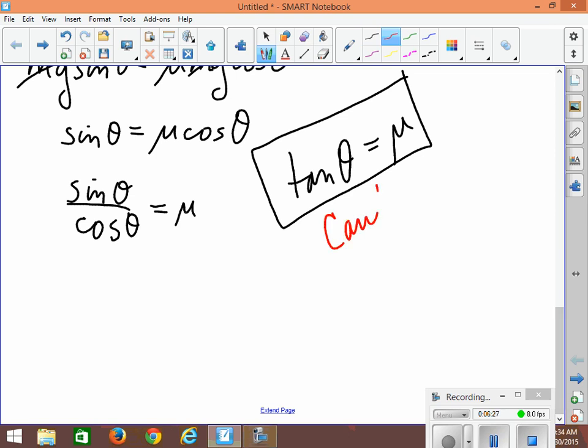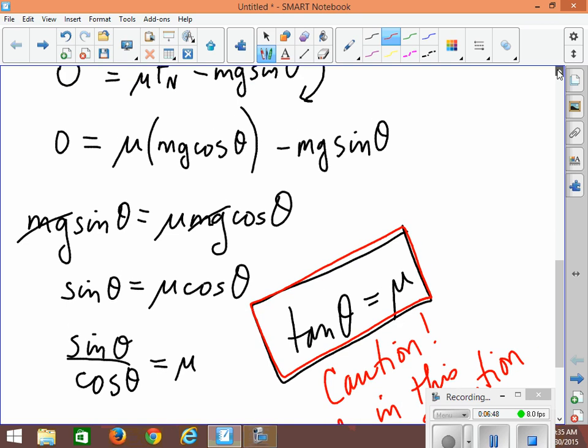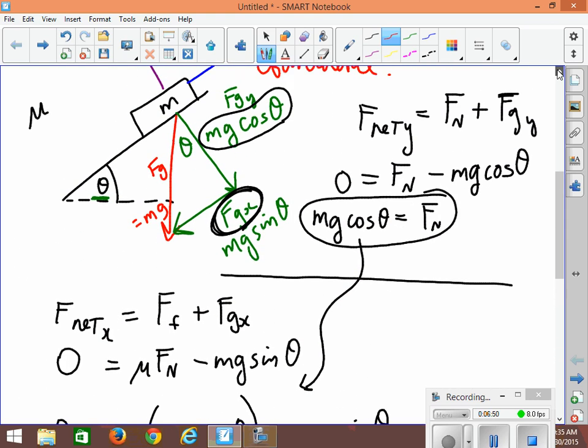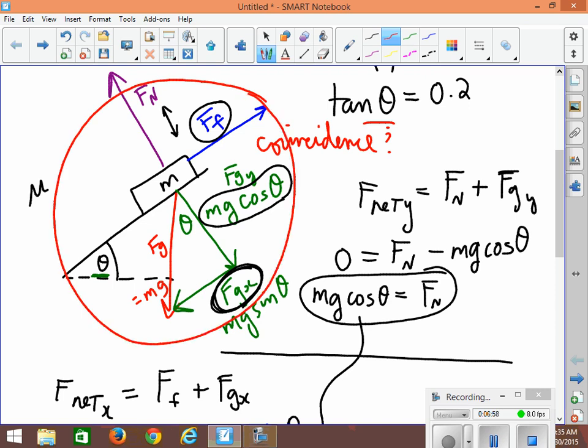Caution in red. This statement that tan theta equals mu, we have proven to be true, but only in this exact scenario or situation. You can't use this if anything in your problem is different. If there's an applied force that's added in the picture, if there's any change in this initial picture of any kind, it has to be this situation only. So it's a useful formula, but it's not super useful. It's not going to win you a Nobel Prize. But it is kind of handy to have in your back pocket.